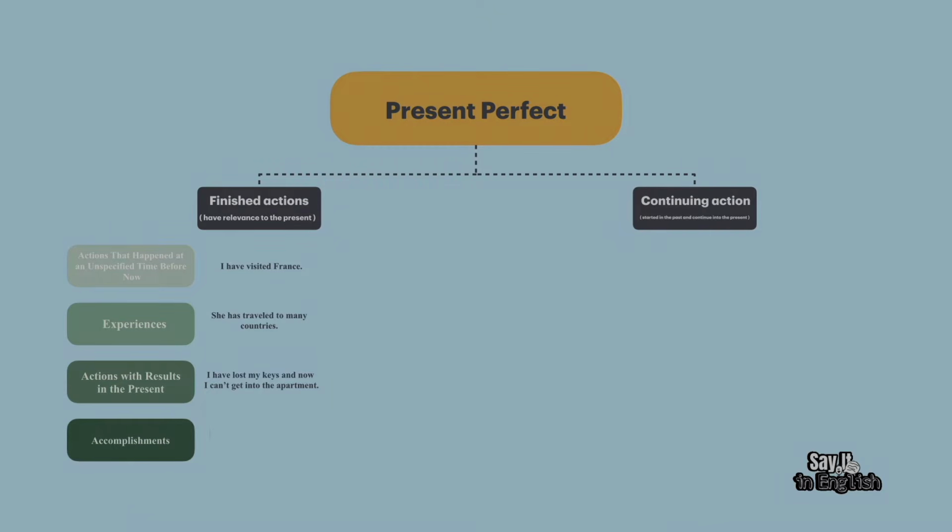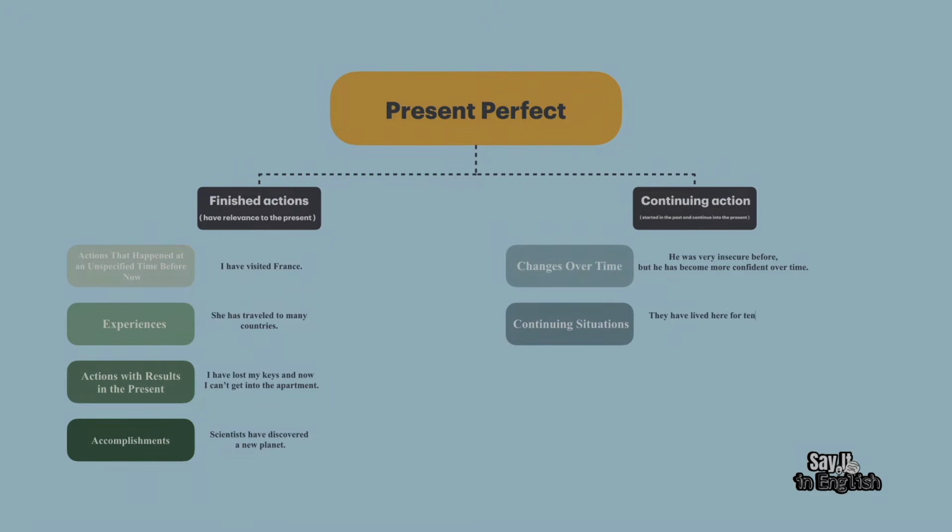And to mention achievements up to the present moment. For example, scientists have discovered a new planet. Changes over time are ongoing developments, started in the past and relevant now. For example, he was very insecure before, but he has become more confident over time. Continuing situations. For example, they have lived here for 10 years. This started in the past and continues up to the present.